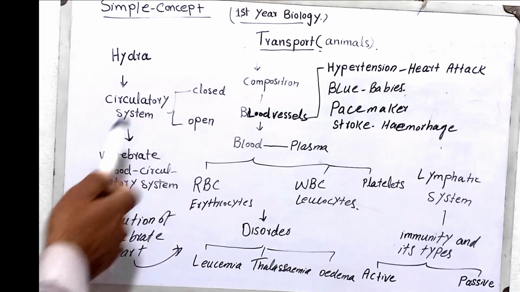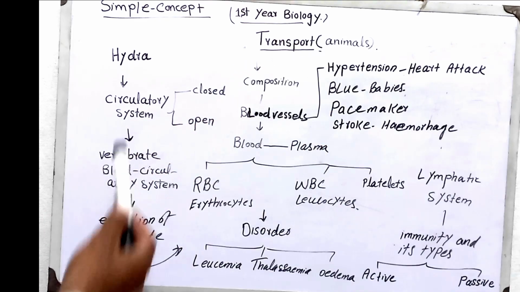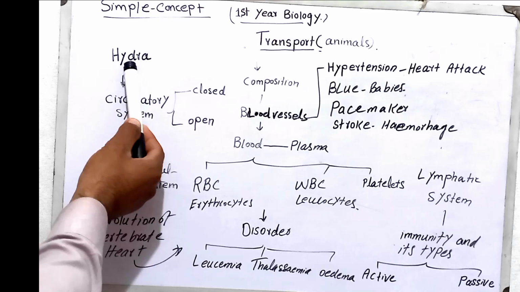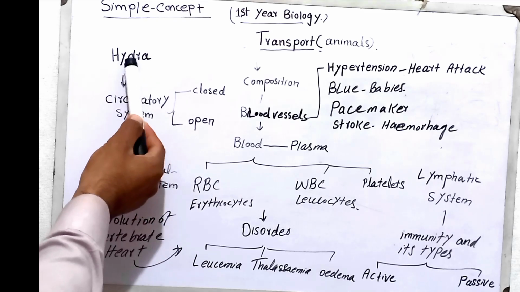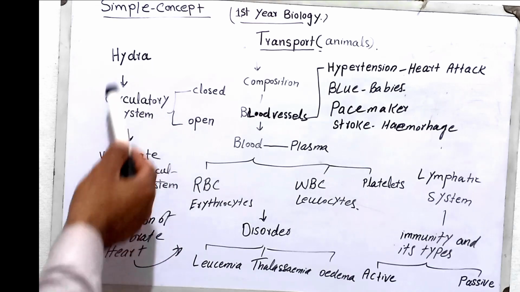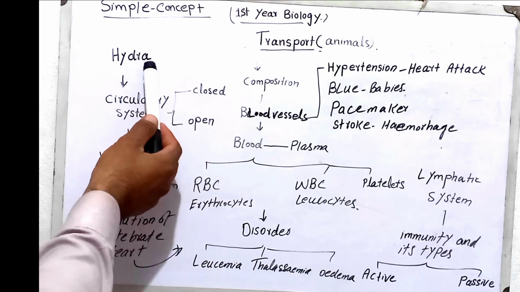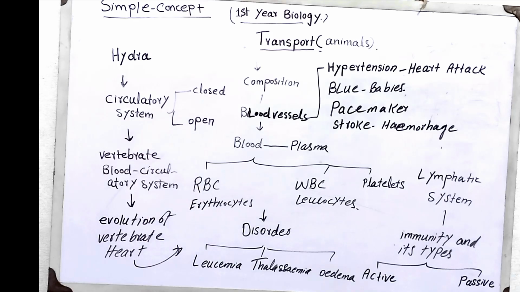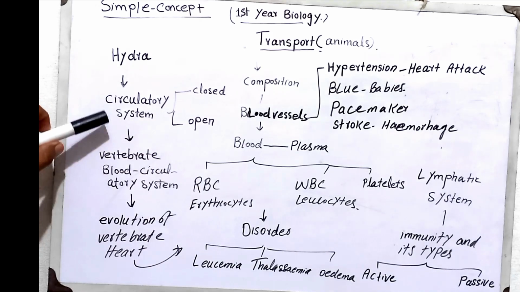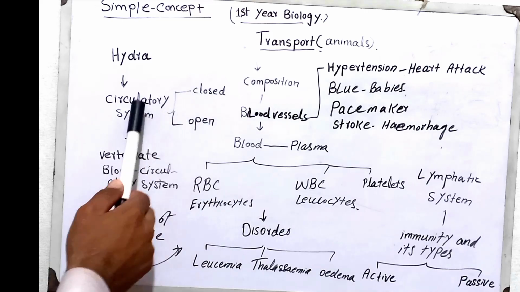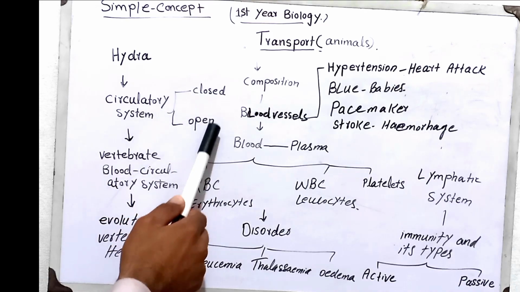Another concept is transport in animals. The simplest organism is hydra, in which no circulatory system is present. It contains a gastrovascular cavity, in which mixing of nutrients delivers them to their target sites. There are also circulatory systems in organisms. Some organisms have a closed circulatory system and some have an open circulatory system.